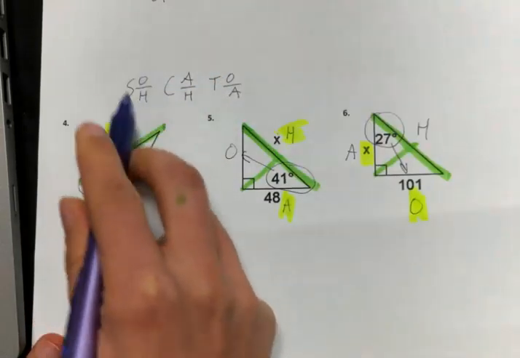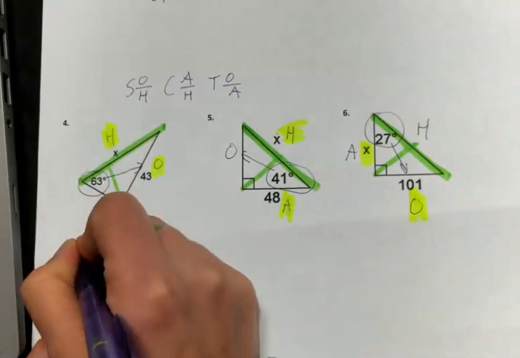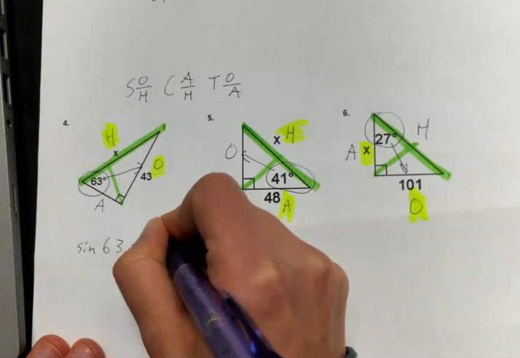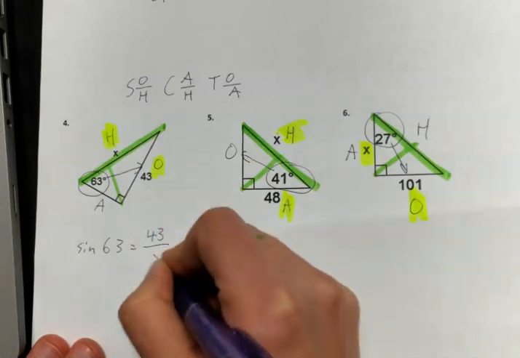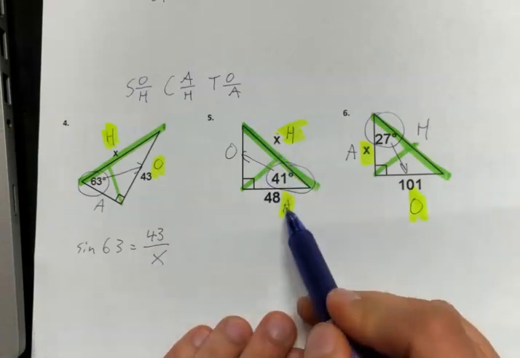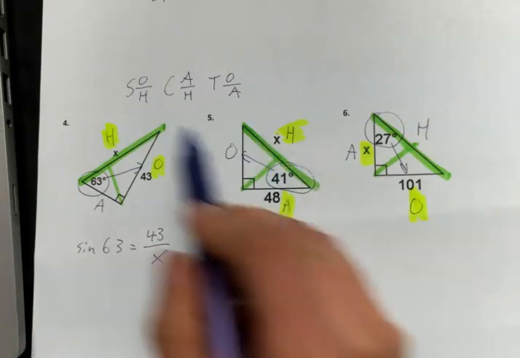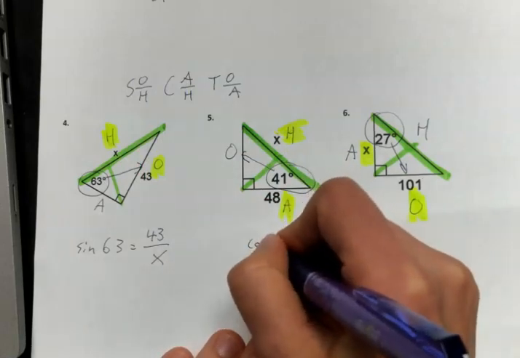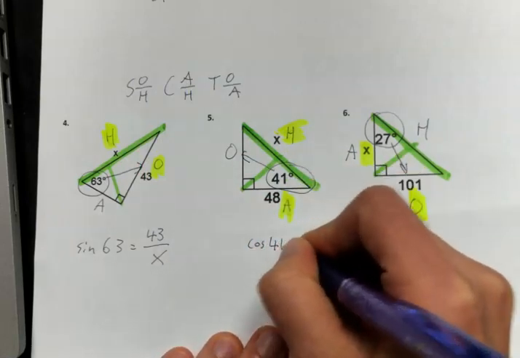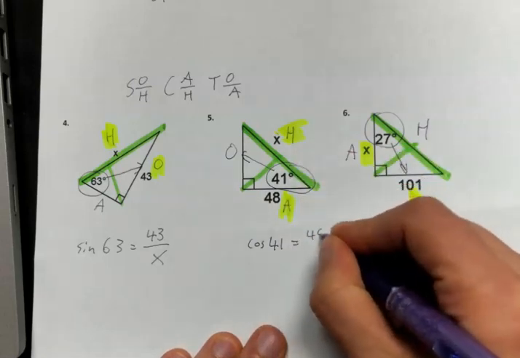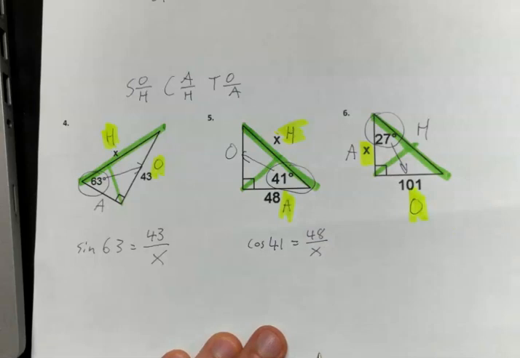So O and H, I see that with my S. So sine 63 equals O, which is 43, H equals X. Okay? This time I have A and H. A and H goes with my C, cosine. So cosine of the angle, 41, is equal to A, which is 48, divided by my X.